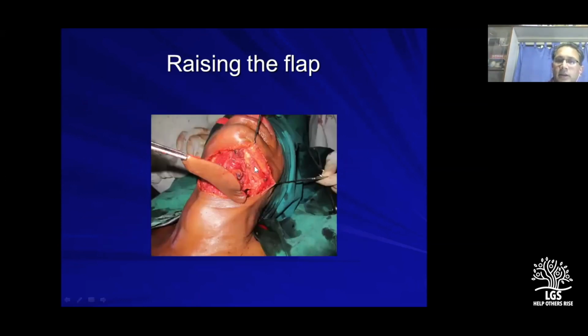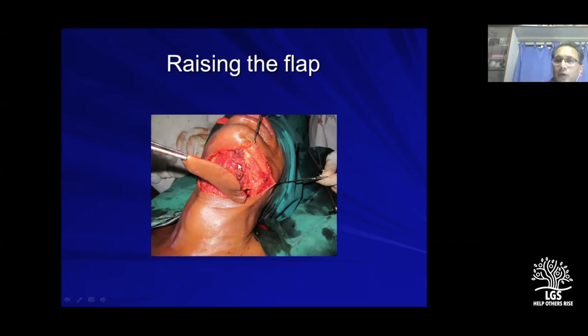This is the raising of the flap. In this case, we had to transpose, or rather tunnel, the flap to the left buccal mucosa. So we raise the flap from the right hand side based on the submental vessels. If you have a defect in the buccal mucosa, you tunnel it lateral to the mandible. If you have a defect in the medial aspect, that is in the floor of mouth or tongue, you tunnel it or take it inside the oral cavity medial to the mandible. So that's pretty simple.